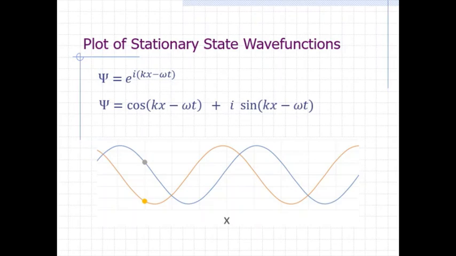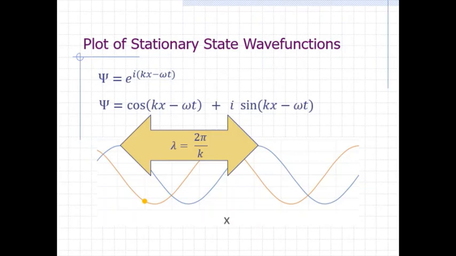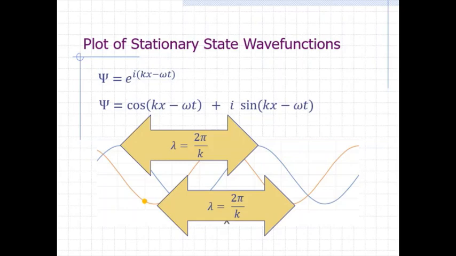Here's a plot of the real and imaginary components of the wave function at a given instant. The real part, cosine kx minus omega t, is shown in blue. This cosine function completes one cycle when kx changes by 2 pi. This means that it completes one cycle when x changes by 2 pi over k. Therefore, the wavelength associated with the cosine function is 2 pi over k. The imaginary part, sine kx minus omega t, is shown in orange. This sine function also completes one cycle when x changes by 2 pi over k. Therefore, the wavelength associated with the sine function is also 2 pi over k.